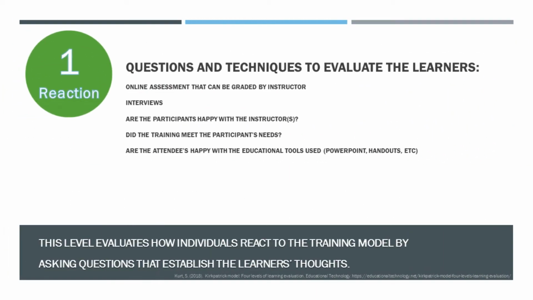A closer look at Level 1 informs us that this level evaluates how individuals react to the training model by asking questions that establish the learner's thoughts. Some helpful questions and techniques to evaluate the learners are having online assessment that can be graded by instructor, interviews, asking, are the participants happy with the instructors? Did the training meet the participants' needs? Are the attendees happy with the educational tools used?